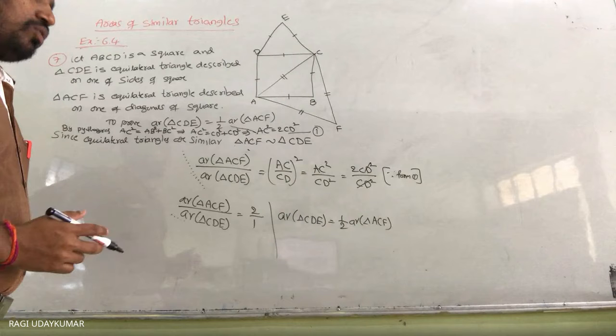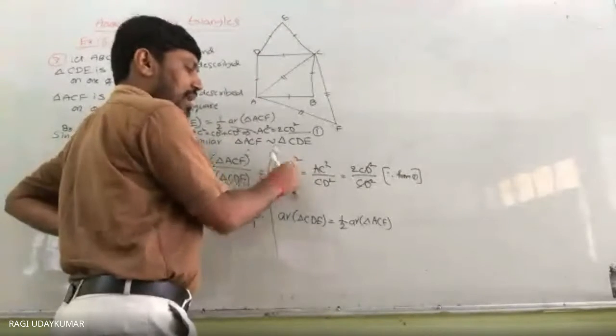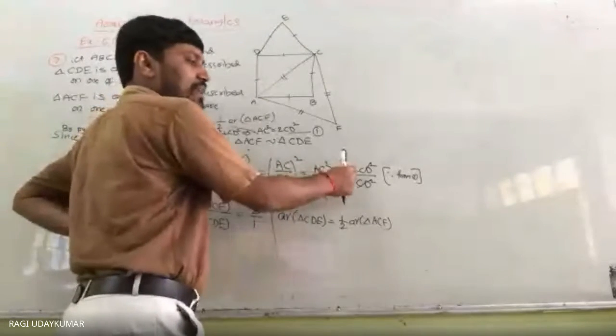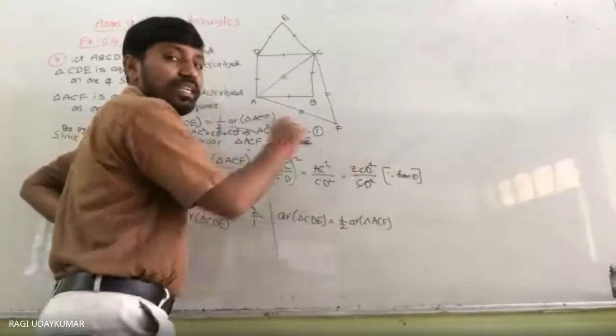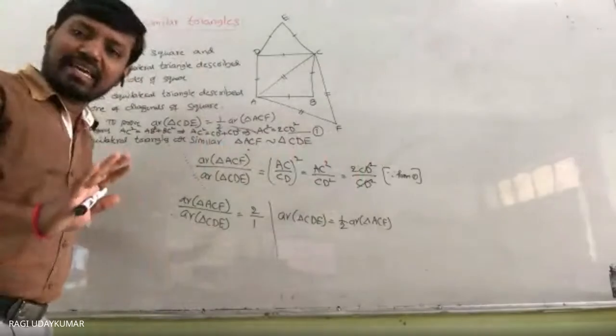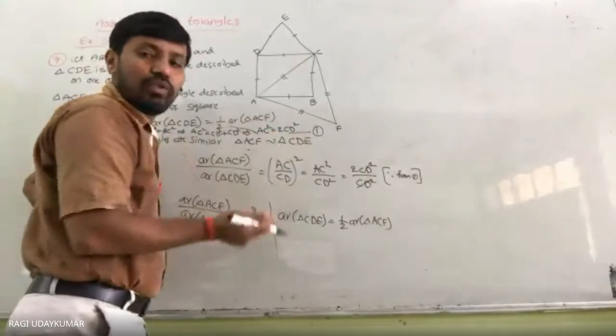No. Here what I did here, AC I am writing as AC square by CD square. AC square is 2 CD square by CD square. 2 into CD square, but it is not 2 CD whole square. See here, what is this one? 2 CD square. How do you get the 4 by 1?